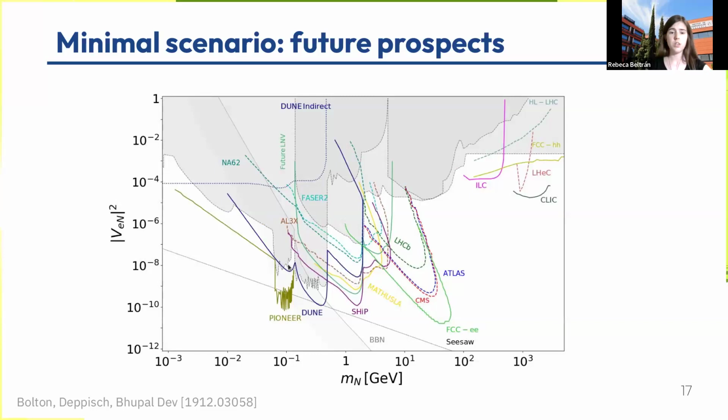We can also see the sensitivity prospects for DUNE and for SHIP. SHIP is a fixed target experiment to be placed in the CERN SPS facility, and it was approved just one or two months ago. So yeah, good news as well. And what we can observe here is the complementarity between these far detector experiments and the main detector ones, so LHCb, ATLAS, and CMS.